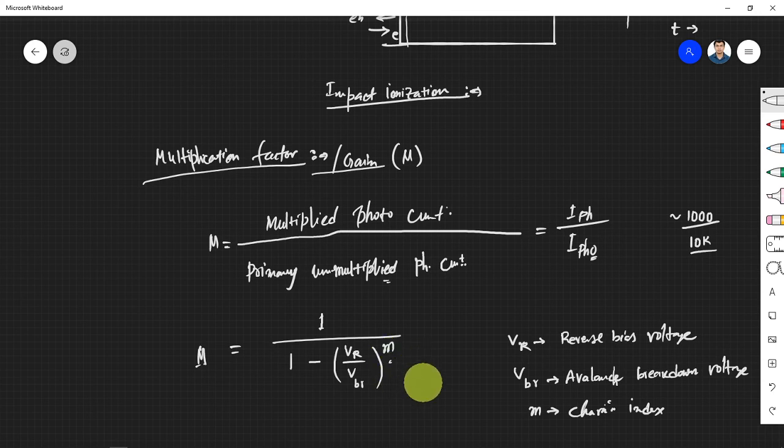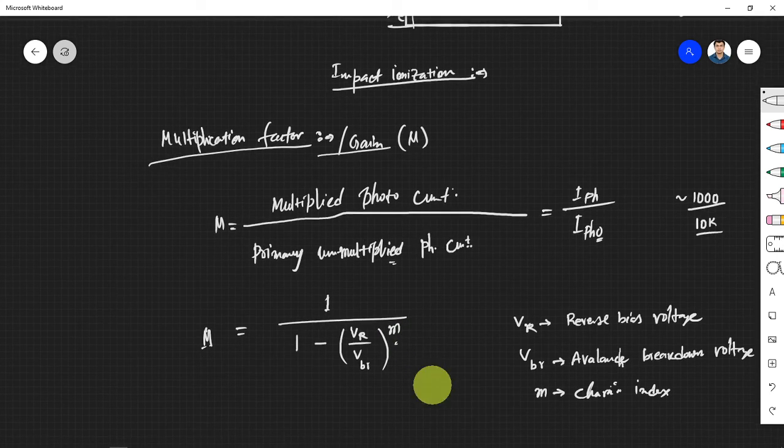The manufacturer will give you this value of m, the characteristic index. Now for your experiment or requirement, whatever multiplication factor you want, you can back calculate the reverse bias voltage you need for the device. So it's an important parameter. It's typically 1000 to 10,000 in the multiplication factor.